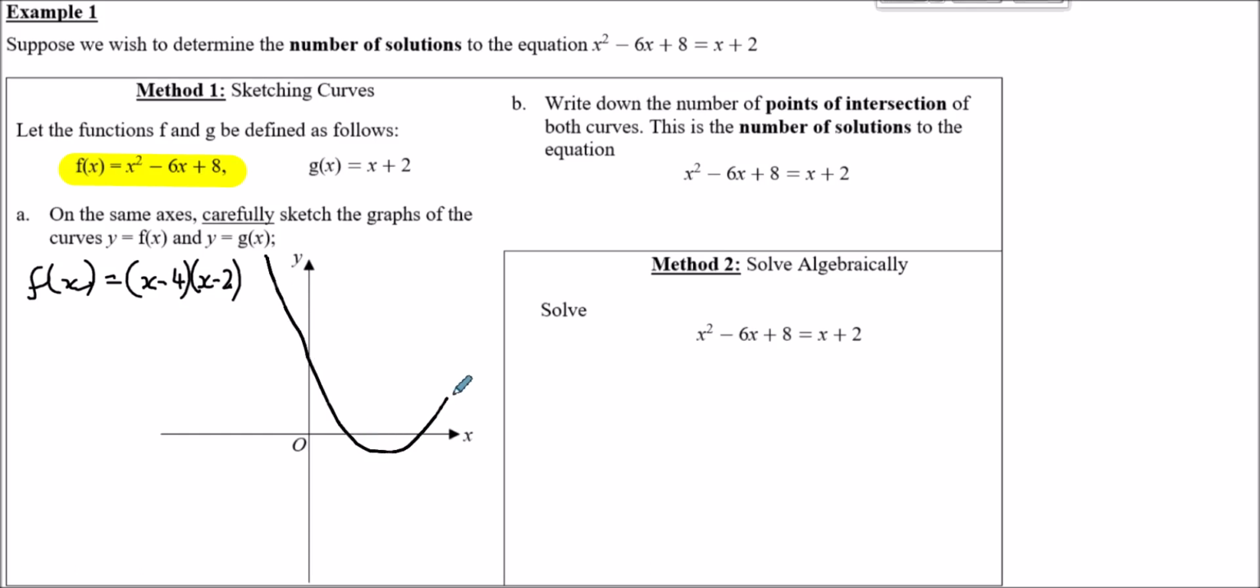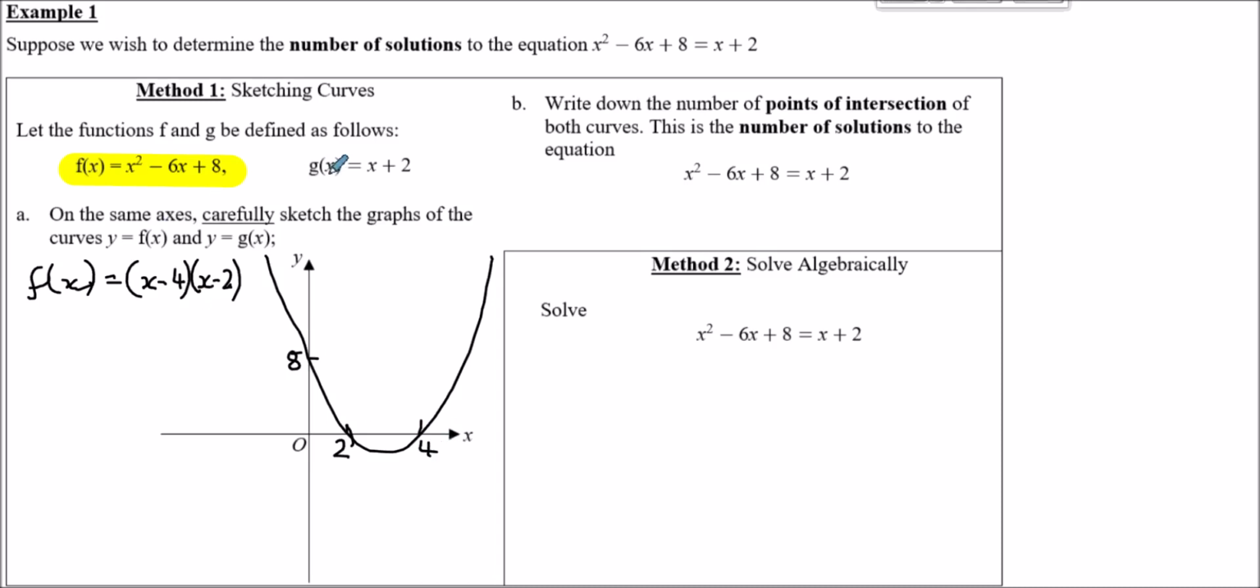I only wish I could sketch curves better, but you get the idea of what I was going for, I hope. So that's 8. Whoa, sorry about that. So this is 8. This one here is 2. And over here we have 4.